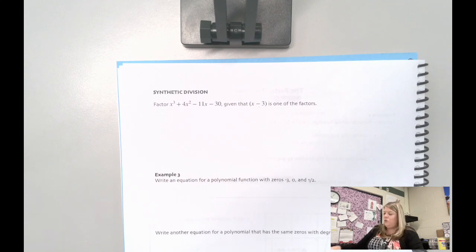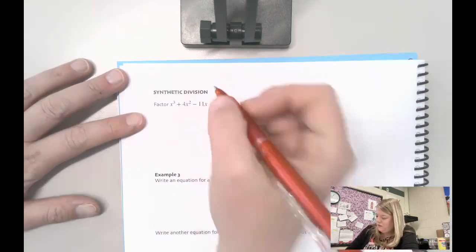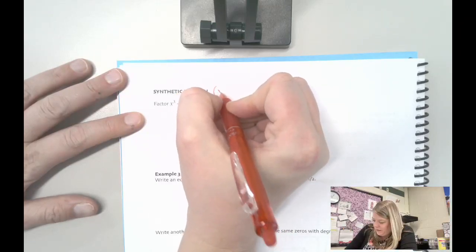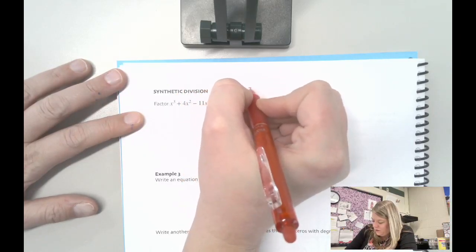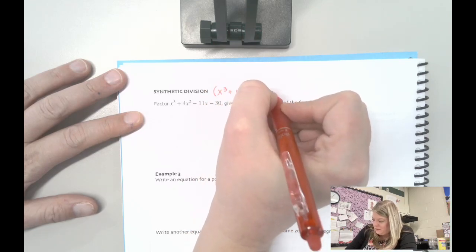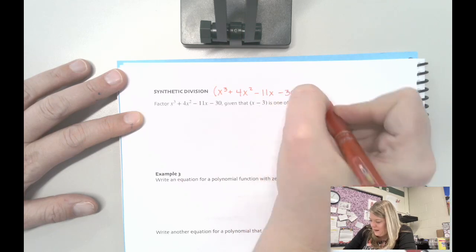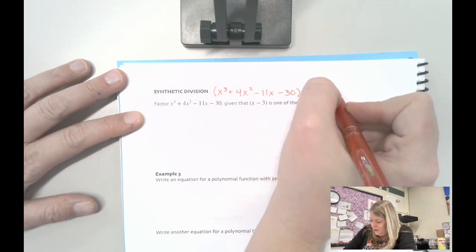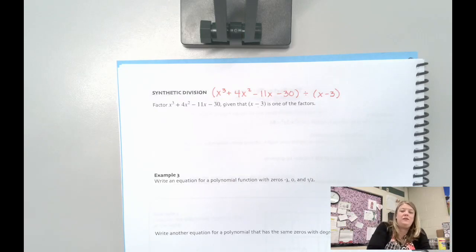Okay? So what I'm really trying to accomplish here, like the problem that I'm solving, is x cubed plus 4x squared minus 11x minus 30. And I'm dividing that by x minus 3. So this video is just going to do this one example, and then I'm going to have you try this process a few times on your own.